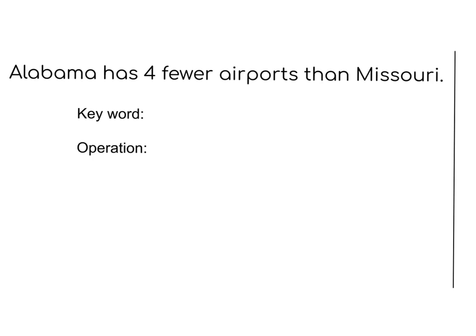So here I'm going to start with example 1, and then you're going to practice on another one yourself. So this one reads, Alabama has 4 fewer airports than Missouri. So when it says 4 fewer, here is my keyword. So I'm going to go ahead and circle it. You don't need to do that on your assignment, but you do need to write the keyword. So the keyword is fewer.